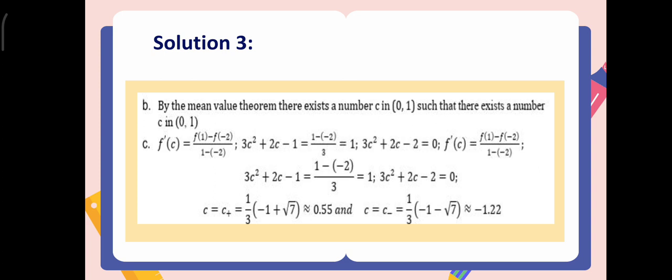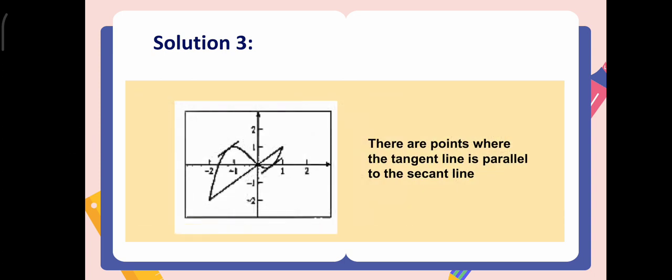So the next is to support our choice by plotting in the same window. By the graph, it tells us that there are points where the tangent line is parallel to the secant line. So this is our tangent line, this one right here, and right there, which are at approximately -1.22 right here, and approximately 0.55, which is right here, that is parallel to our secant line through (a, f(a)) and (b, f(b)).